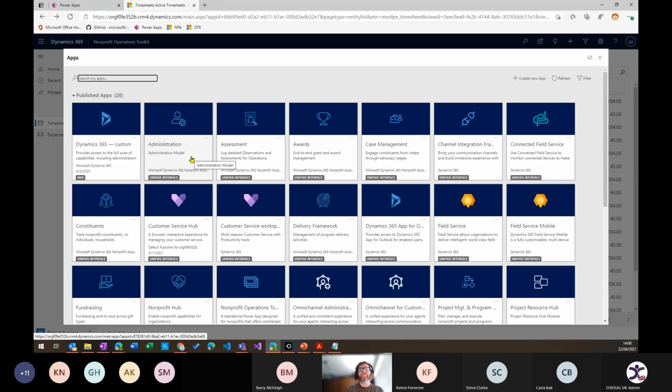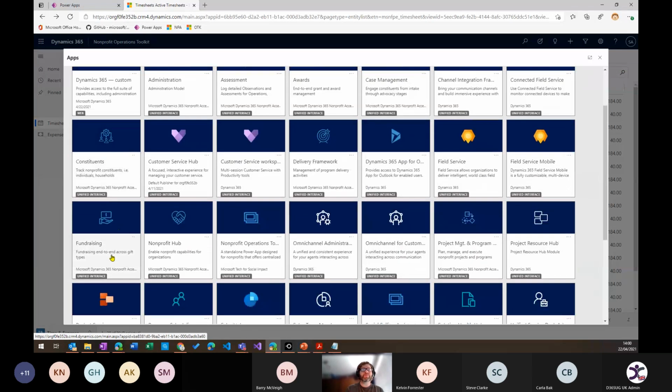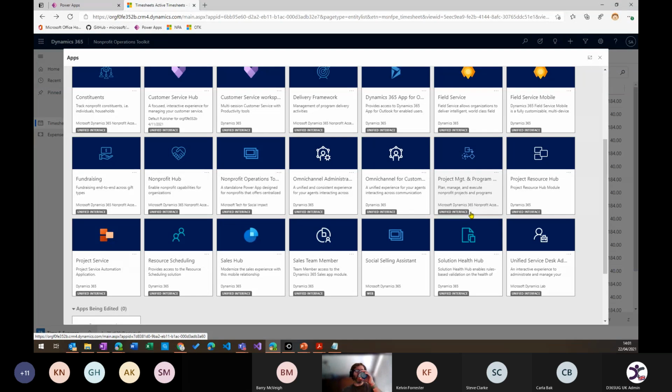We've got just an administration one, assessments for field operation stuff. We've got case management, awards, delivery framework stuff there. We've got your constituent management, basic fundraising. There's a hub there which I think collates everything into one app, operations toolkit, and then program management.